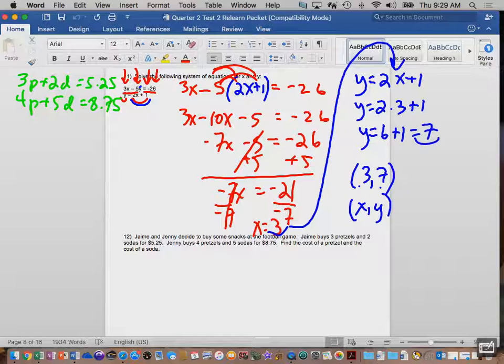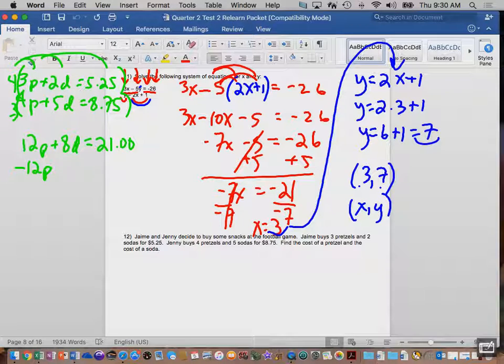Now what we're going to do is eliminate either variable, it doesn't matter which one. I'm going to get rid of the p's. So I'm going to put a 4 here, a 3 here, and I have to put a negative there as well. So, distributing the 4 across the top, I get 12p plus 8d equals 21.00. And on the bottom, I'm going to get negative 12p minus 15d equals negative 26.25.